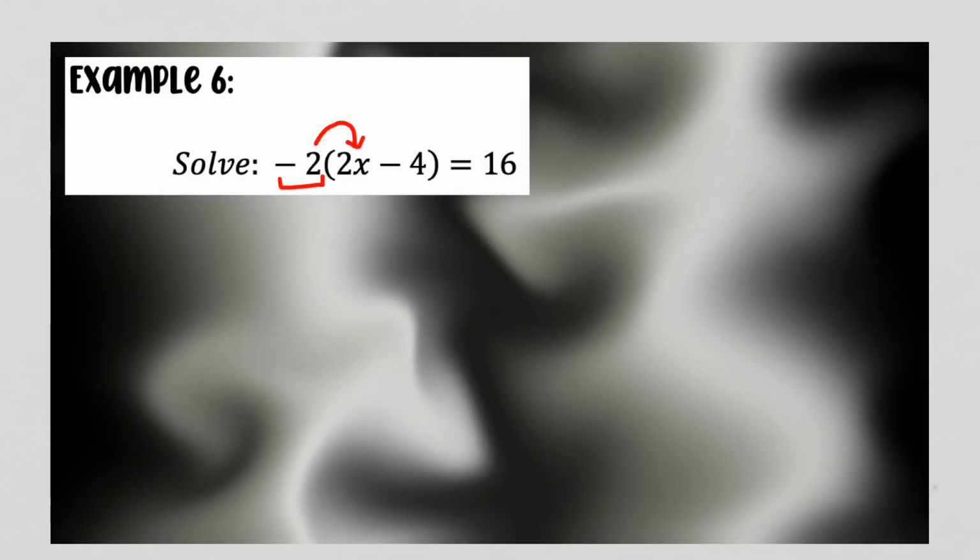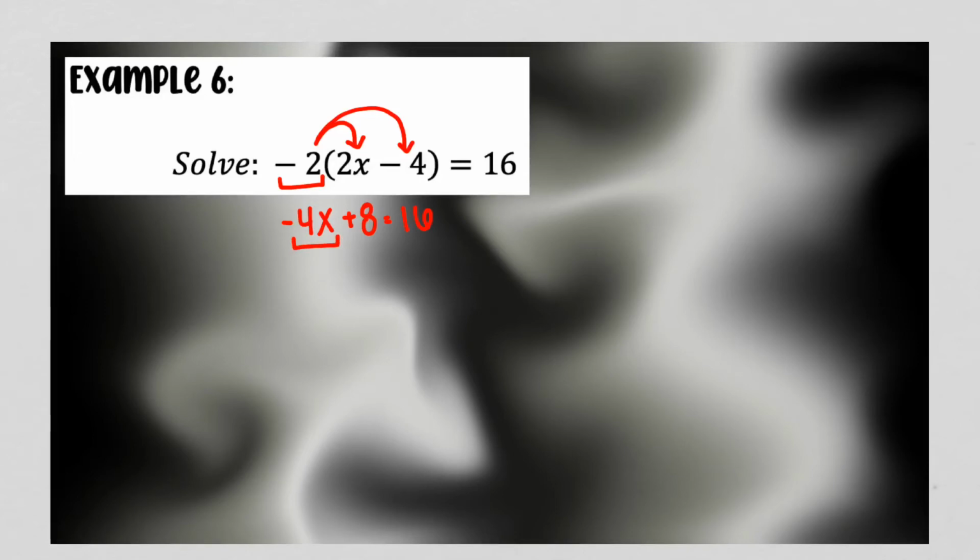So negative 2 times 2x gives you a negative 4x. And then negative 2 times a negative 4 gives me a positive 8. Make sure you're really careful with your negatives because they will mess you up. And it's still equal to 16 on the right side. I want to get that negative 4x by itself.